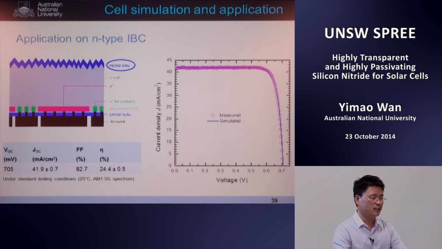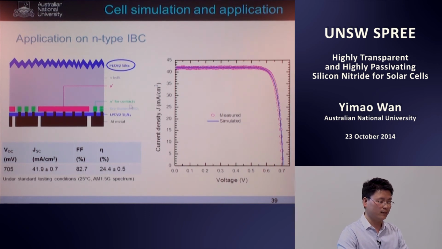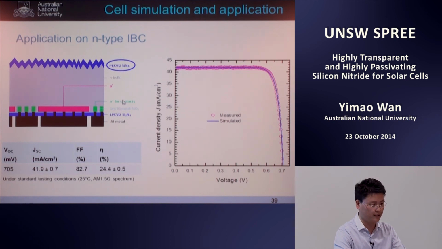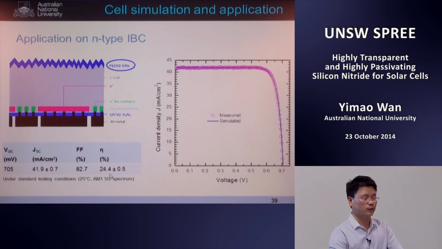So the nitride is applied on the IBC front side, and the front is textured with no diffusion. For the details of the cells, we have several publications on the design, fabrication and characterization of this cell. You can find them in other publications. And the result is we achieve a 24.4% high efficiency on IBC cells.